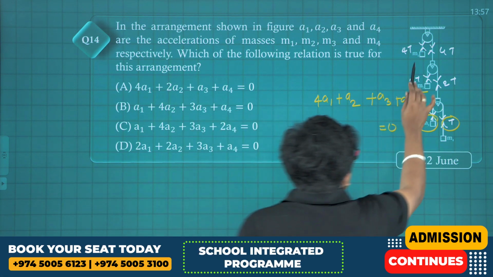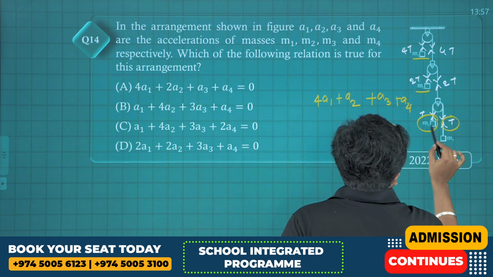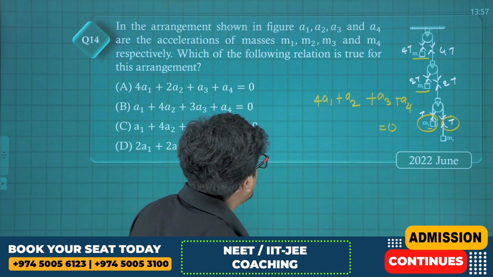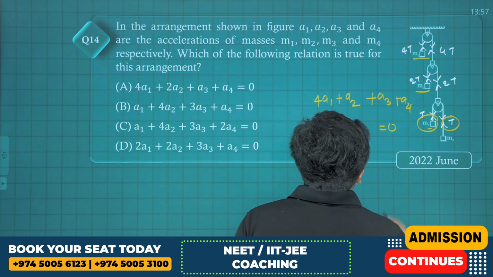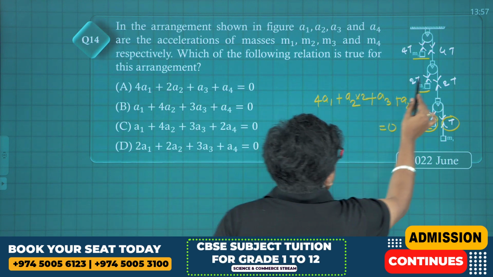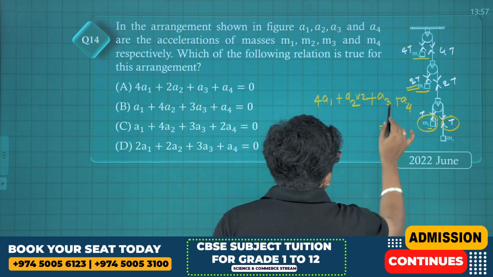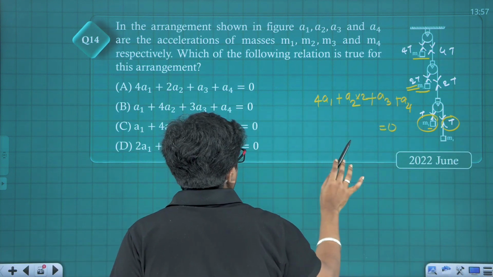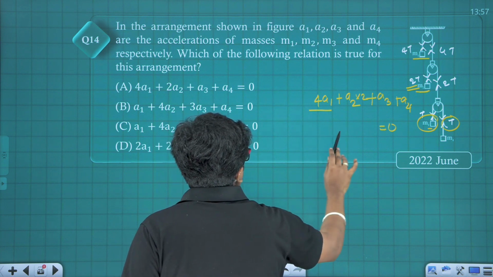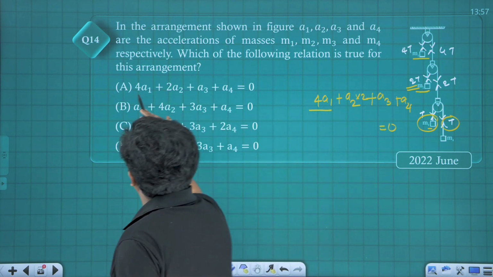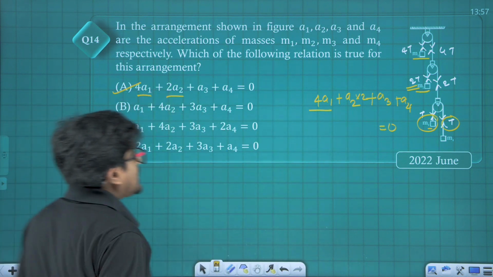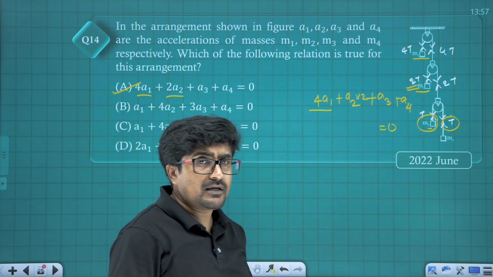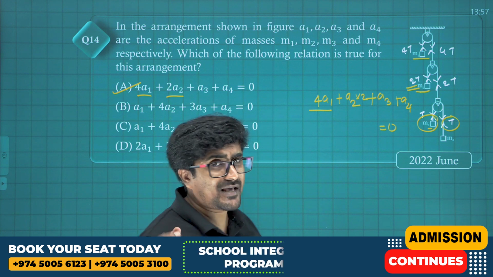M1, M2, M3, M4. So here it's 4A1 plus 2 times A2 plus A3 plus A4, because it's 2. That means 4A1 plus 2A2 plus A3 plus A4 equals 0. Option A must be the correct answer. It's a constraint relation. Basically, we need to look at the tension acting and we can connect tension as well as acceleration there.